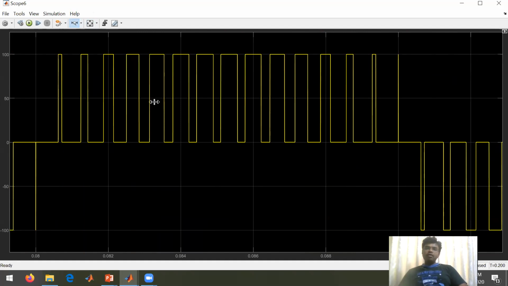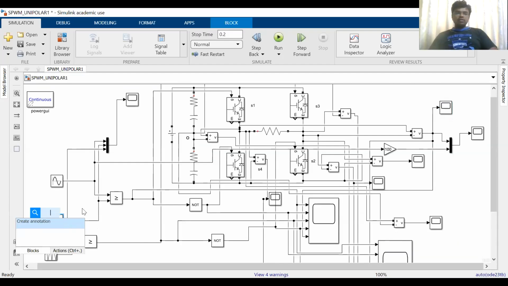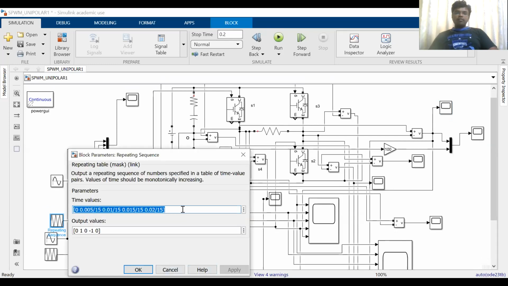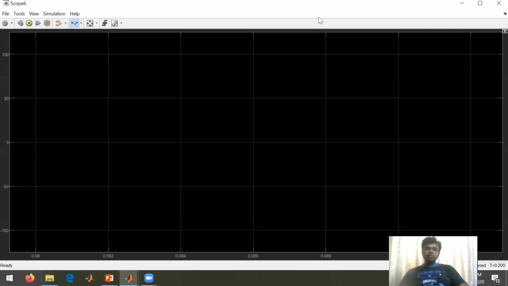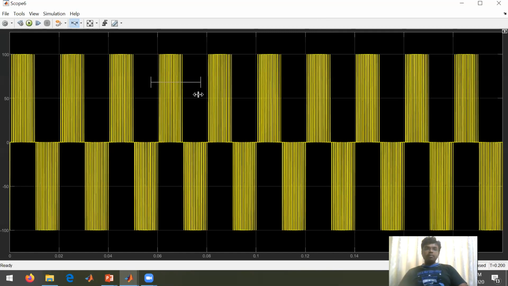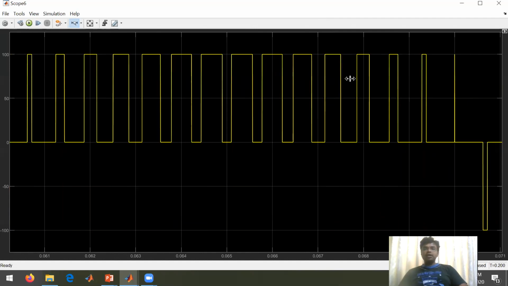But what I have given here is 15 pulses per cycle only. But in the output waveform, what I have just shown, that is 15 pulses per half cycle. Now I think you got the point exactly. So now our conclusion is the output switching frequency is higher than that of your bipolar, right?